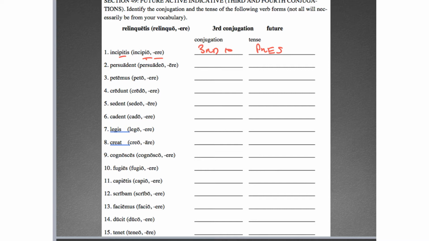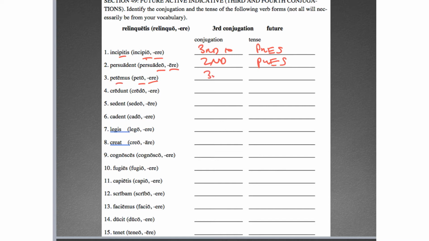present. All right, persuadent, EO in the first principal part with an ERE second principal part. That means it's going to be second. And if it's second, that means it's going to be present. All right, patamus, ERE with O, that means it's third.